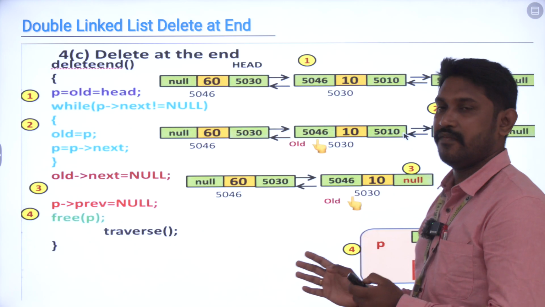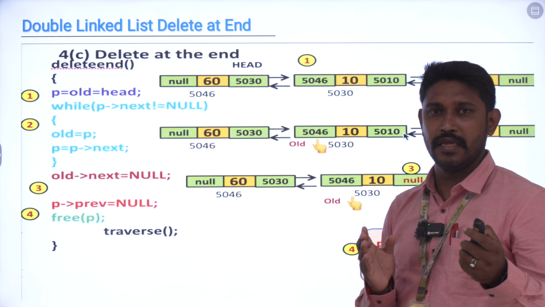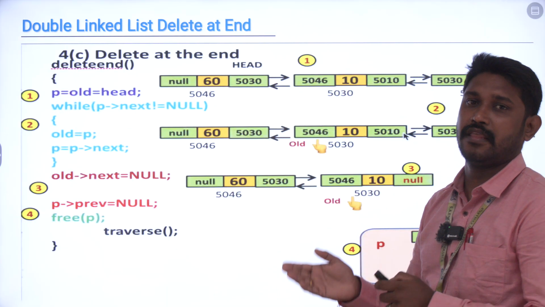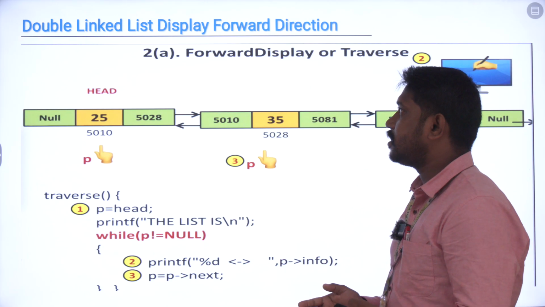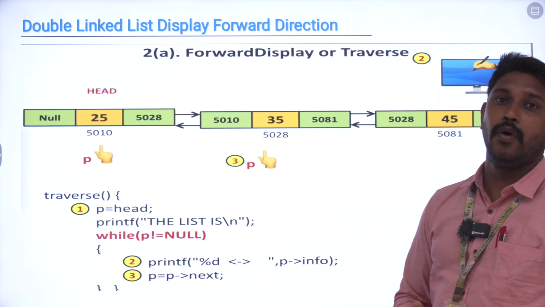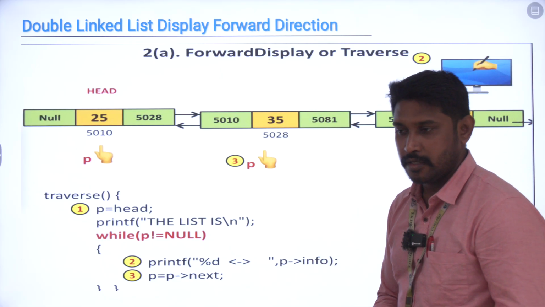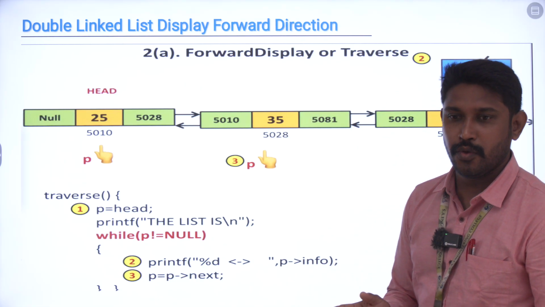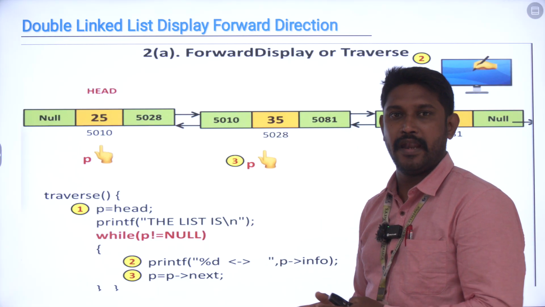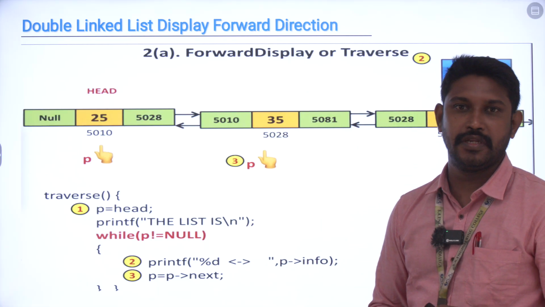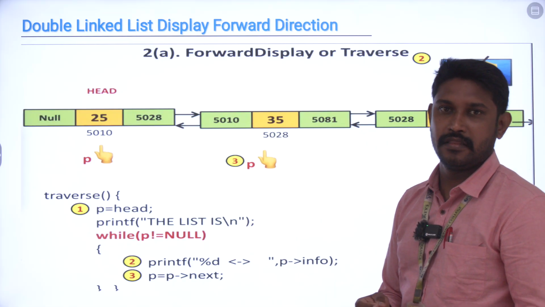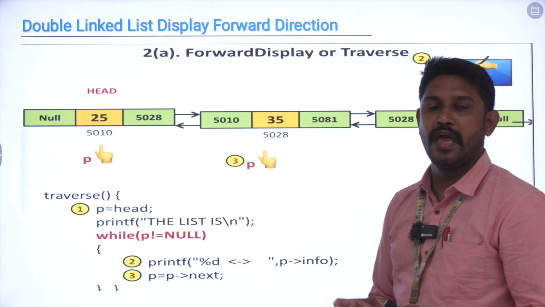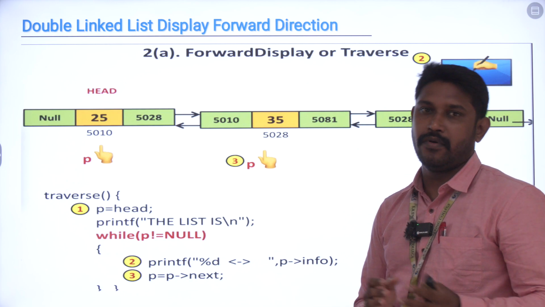So far we have seen insertion at the beginning, insertion at the end, deletion at the beginning and deletion at the end. The last part is about displaying. As I told you, in a doubly linked list you will have two options: you can move forward and also you can move in the backward direction. So for displaying the data present inside the doubly linked list, you can display in the forward direction as well as in the backward direction.